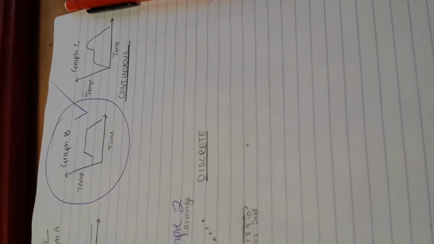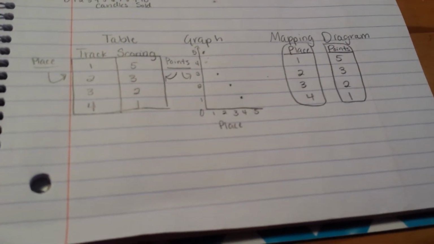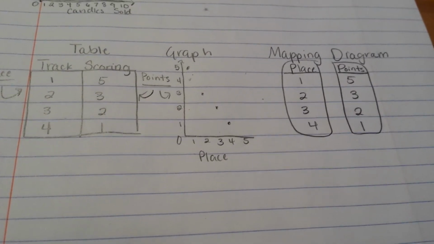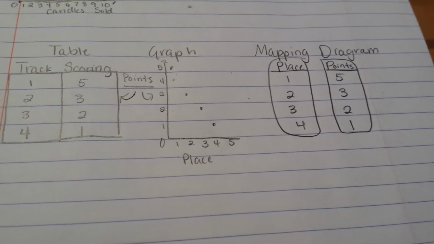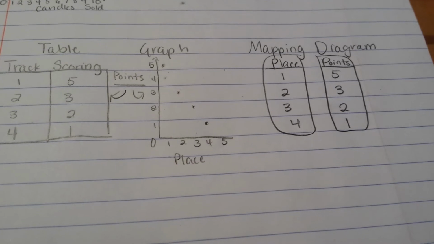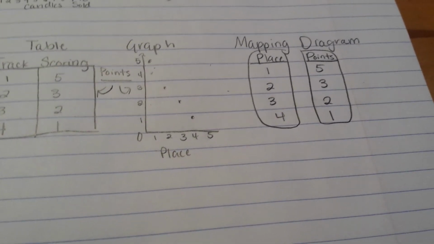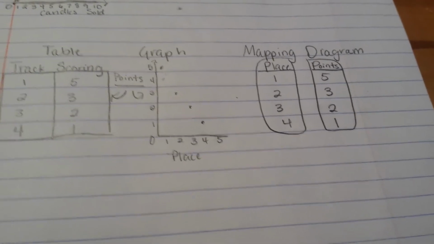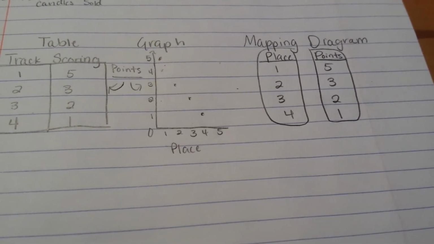Well, I'm here to tell you, relationships can also be represented by a set of ordered pairs called a relation. So, let's do an example. This example is about a track meet. First place is worth 5 points, second place is worth 3 points, third place is worth 2 points, and fourth place is worth 1 point. The scoring system is a relation, so it can be shown as ordered pairs.